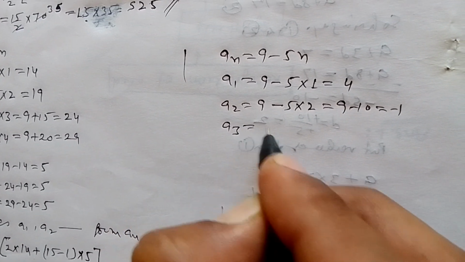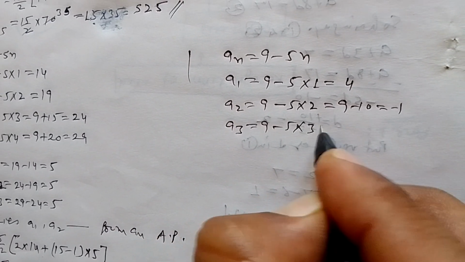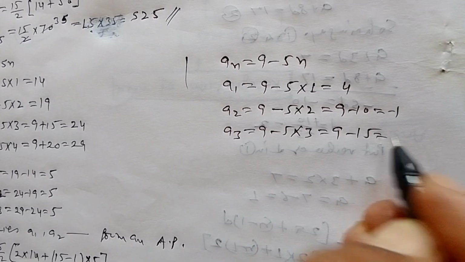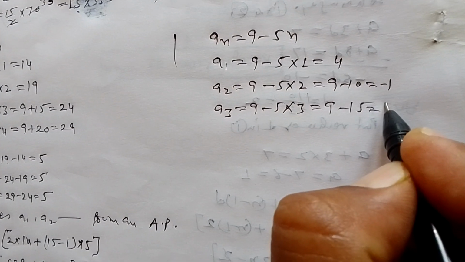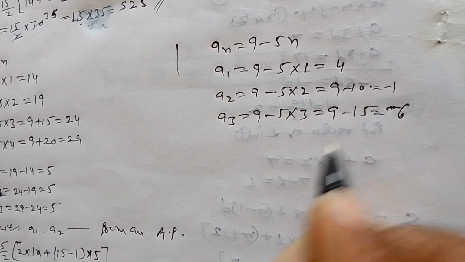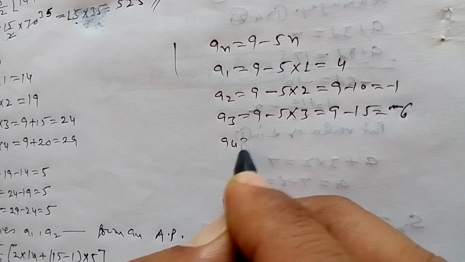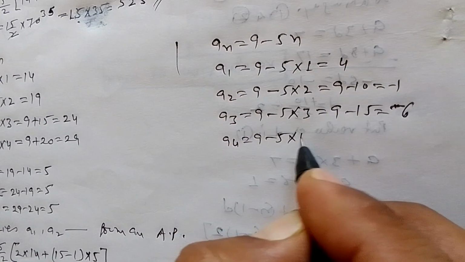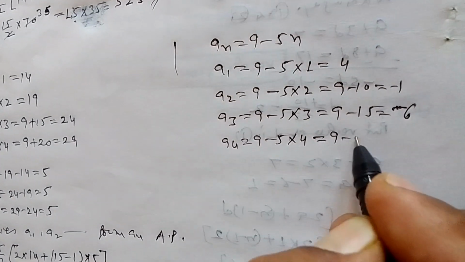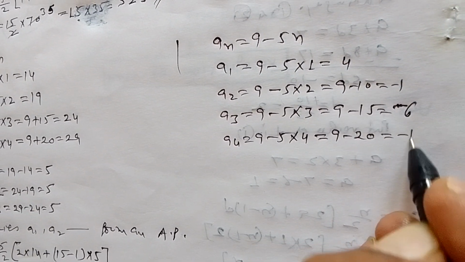a3 is 9 minus 5 multiplied by 3, 9 minus 15, which comes out to be minus 6. Then a4 is equal to 9 minus 5 multiplied by 4, it comes out to be 9 minus 20, which is minus 11.